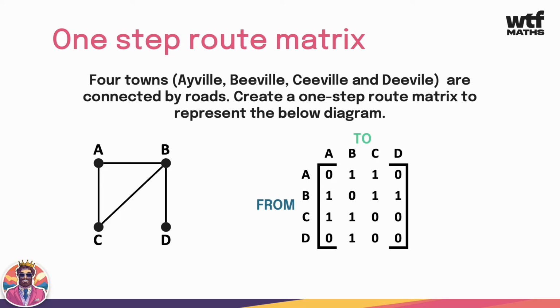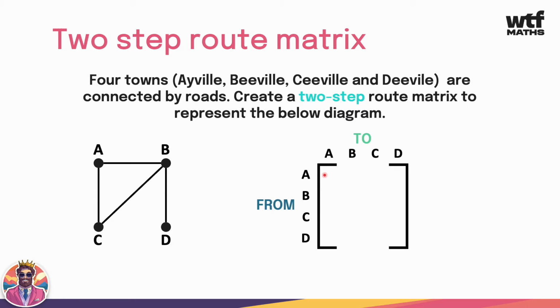But what do we do if the question wants you to do a two-step route matrix? Well, a two-step route matrix is the exact same idea, except you have to take exactly 2 steps. You have to go down 2 roads. You can't do one, you can't do none, you must take 2 roads. So, to start things off, if we look at from A to A, will our answer change?